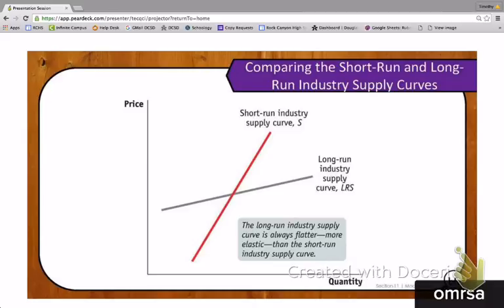So when we compare the short-run and long-run industry supply curves, the short run industry supply curve will always be much steeper and much more inelastic than the long run industry supply curve. The long run industry supply curve will be much more elastic. If it's a constant cost industry, it will be perfectly elastic, but even if it's an increasing cost industry, it will only be somewhat elastic. So the long run industry supply curve is always flatter and more elastic than the short run industry supply curve.